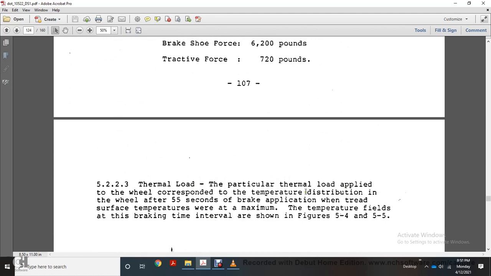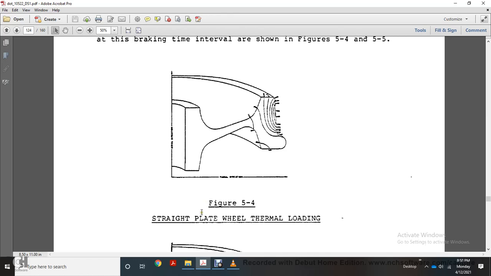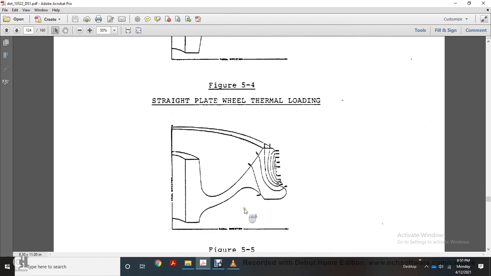Thermal load: the particular thermal load applied to the wheel corresponded with the temperature distribution in the wheel after 55 seconds of brake application with tread braking. The surface temperature, at a maximum of the temperature field of the braking at any time interval, is shown in figures 5.4 and 5.5. Straight plate wheel thermal loading, figure 5.4. Curved plate wheel thermal loading, figure 5.5.